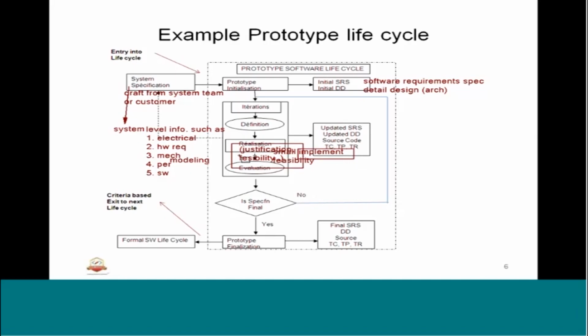These are some of the important items that need to be taken care of for this iterative process. Once these iterative items are done, and the final specification says yes, then we are good to have a finalization of the prototype.